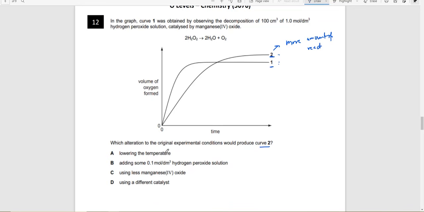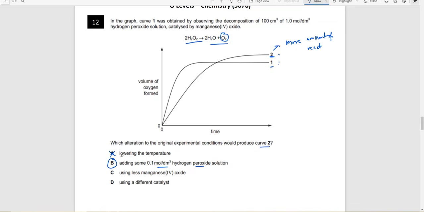So how would that happen? Lowering the temperature? No. Temperature is a factor that only increases the rate of reaction. Adding some hydrogen peroxide solution. Hydrogen peroxide is the reactant. If you add some of it, so obviously more gas, more product will be formed, more oxygen will be formed. So that's why it is giving the second curve at a higher position. So the answer would be B.